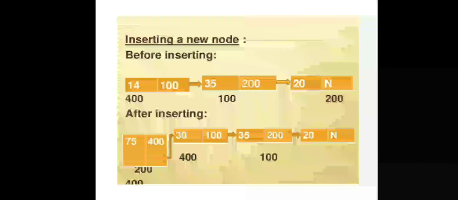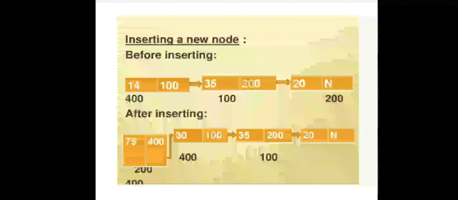Next, there will be a linked list here. In that linked list, how are you going to insert a new node? In this example, before inserting there were 3 nodes, and after inserting, it is as shown in the figure.